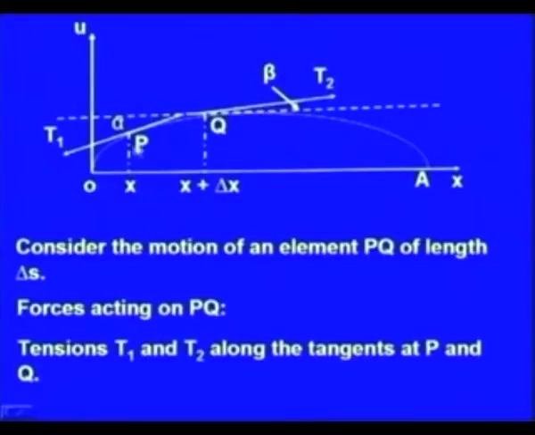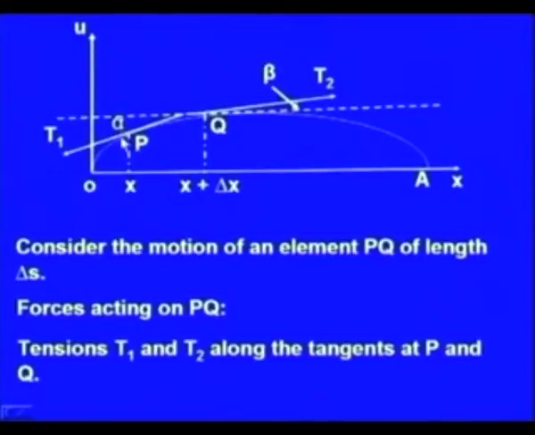Let us consider the motion of an element PQ of length Δs. The forces that are acting on this element are the tensions at the points P and Q, which act along the tangents. T1 is the tension at the point P and T2 is the tension at the point Q. Since the string is perfectly elastic, it does not offer any resistance to bending. Now, we resolve these forces T1 and T2 horizontally and vertically.